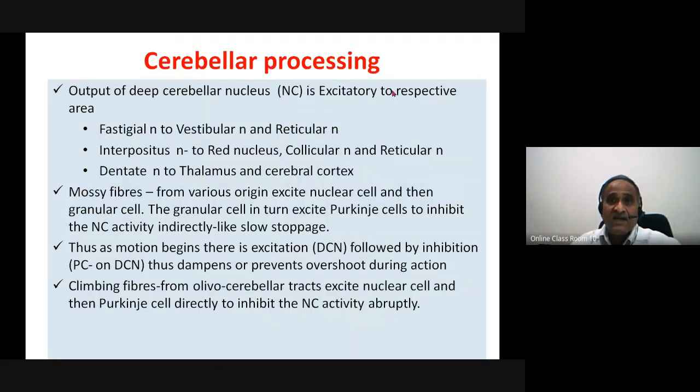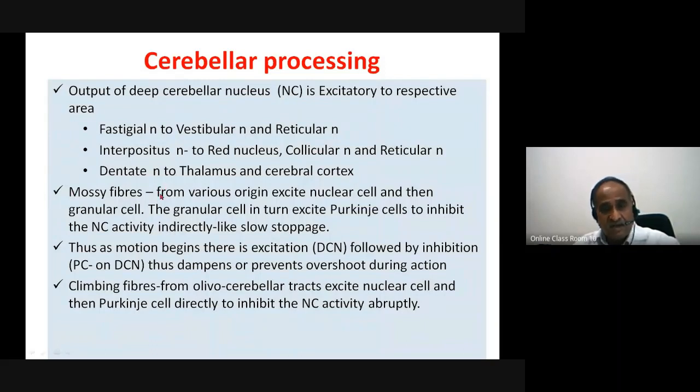Now, coming back, I just read the cerebellar processing, whatever I'm talking about. The output of the deep cerebellar nucleus is excitatory to the respective area. What are those respective areas? In case of the fastigial nucleus, it is the vestibular nucleus or reticular nucleus. In case of the interpositus nucleus, it is to the red nucleus, collicular nucleus, and reticular nucleus. In case of the dentate nucleus, it is to the thalamus and cerebral cortex.